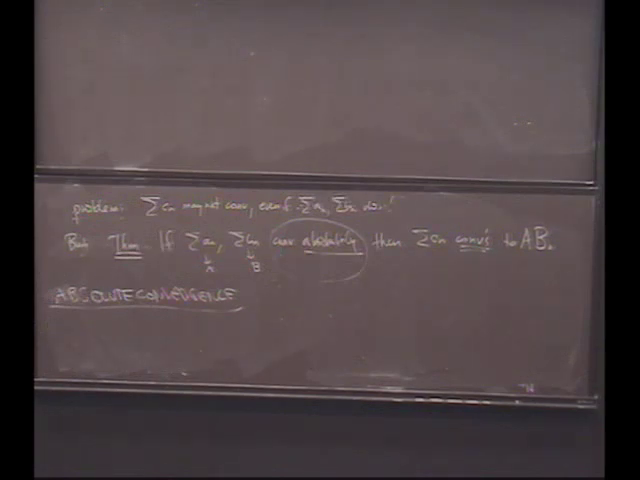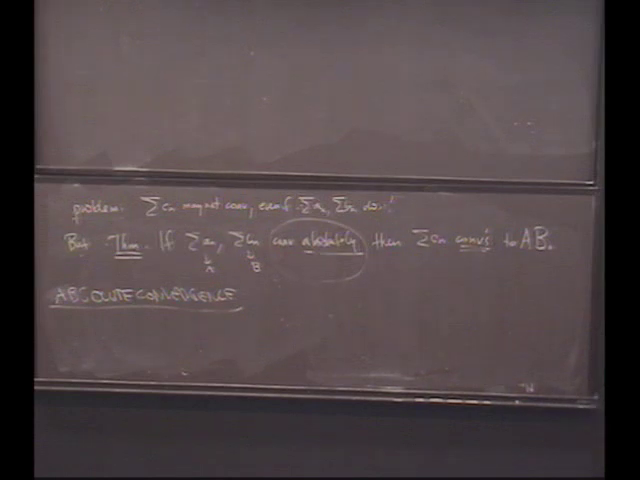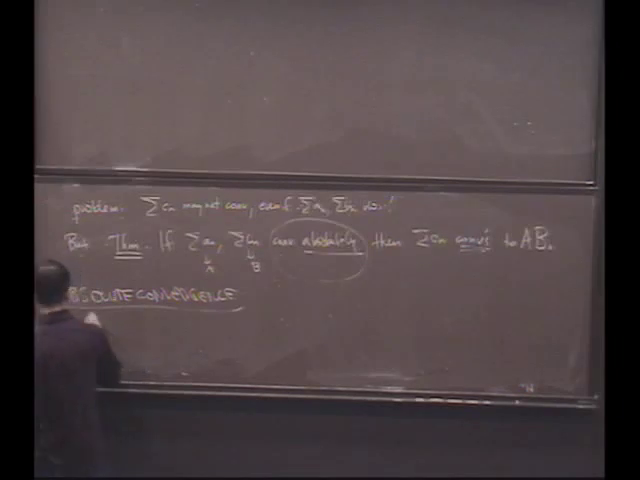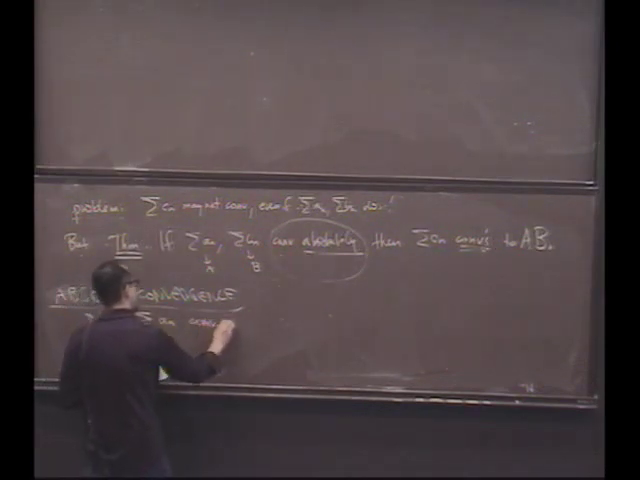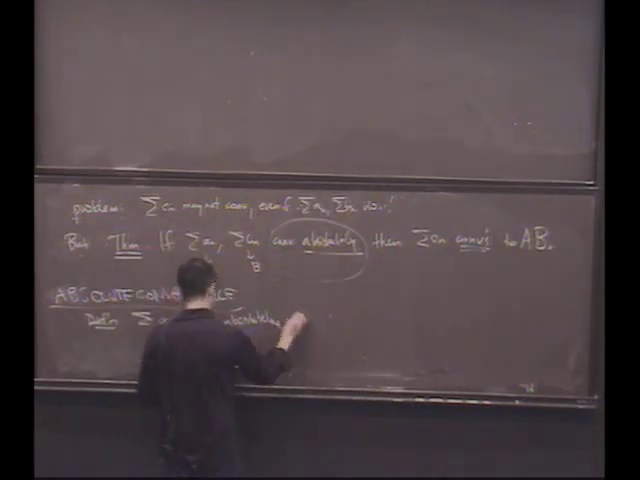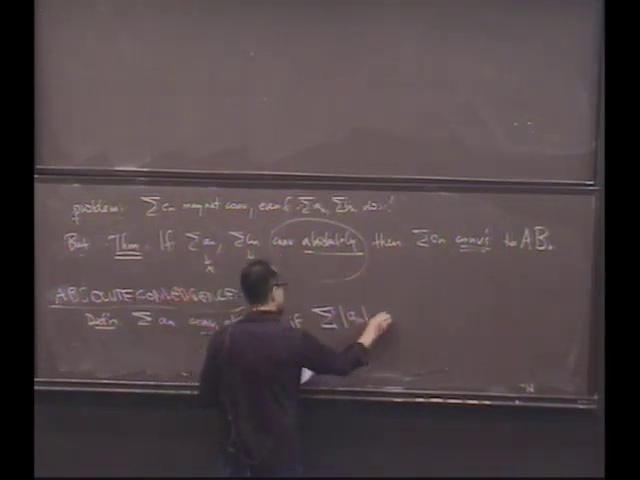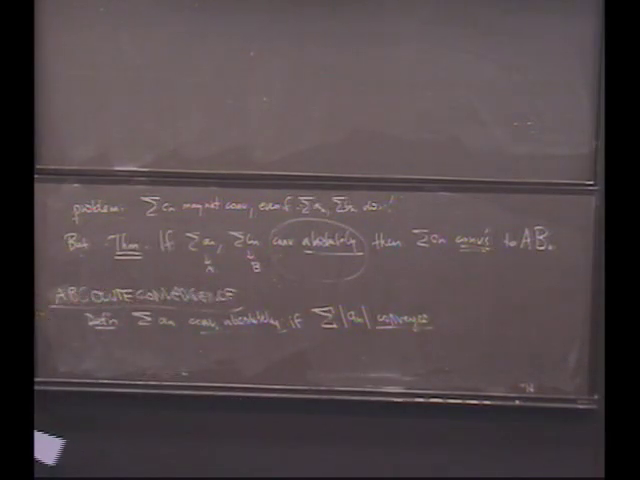So absolute convergence is basically a kind of convergence where you look at absolute values, right? So we're going to define this. We'll say a series with, maybe positive or negative terms, converges absolutely if the associated series with absolute values converges. That's what absolute convergence means.